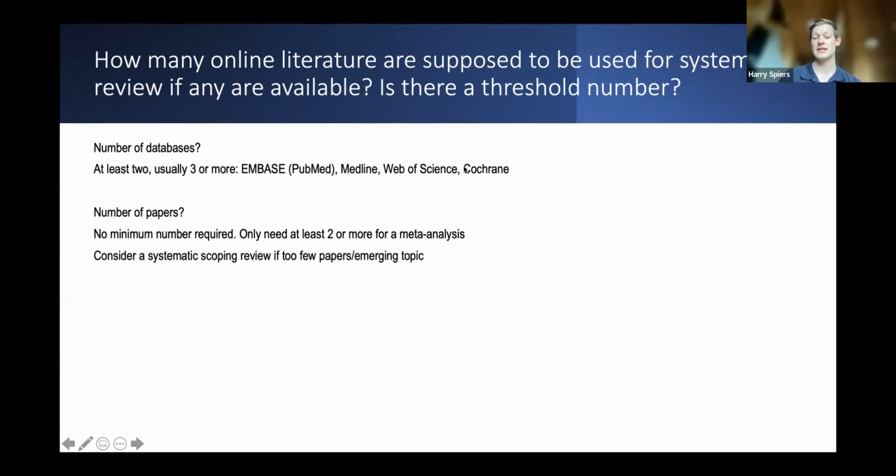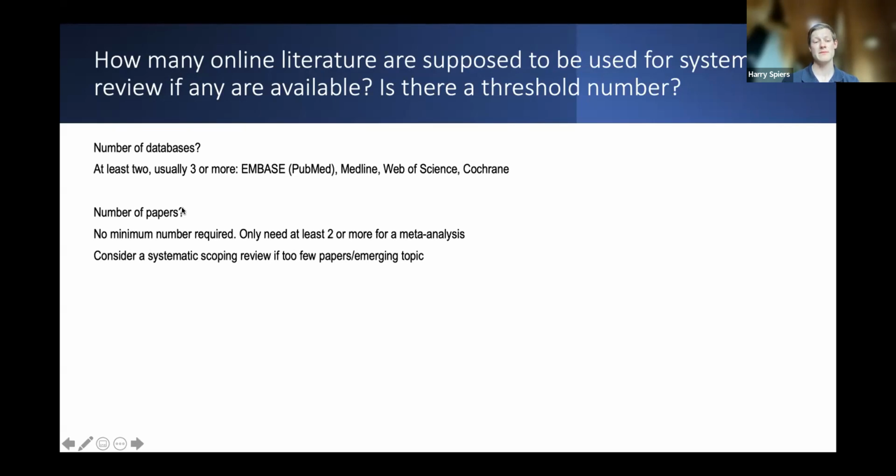And then I tend to have a look at Cochrane as well, just to make sure that there's nothing else out there that's already been done. Cochrane can be quite useful because it will bring up protocols for other systematic reviews that haven't been done, or it will bring up other systematic reviews on your topic that have been done. So those are the 3 that I use as a baseline: Embase, Medline, and Web of Science. And then I always have a look at Cochrane and put the questions and my search terms into Cochrane to make sure I'm not missing anything.